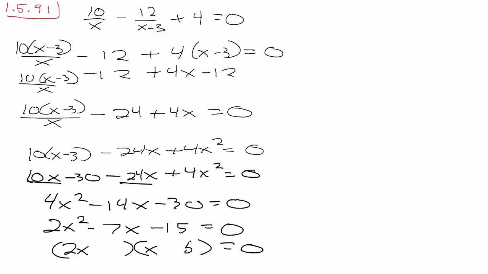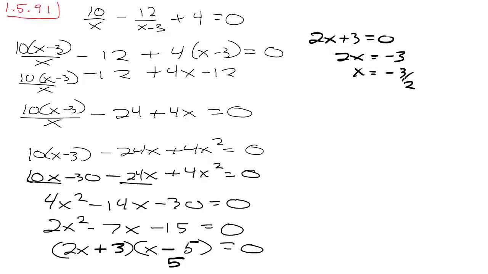So 5 and 3. And I need negative 7, so I need negative 10 plus 3. So this gives me an answer of 5, right? Because you set each of them equal to 0. And when you do 2x plus 3 equal to 0, you get 2x equals negative 3, x equals negative 3 halves.